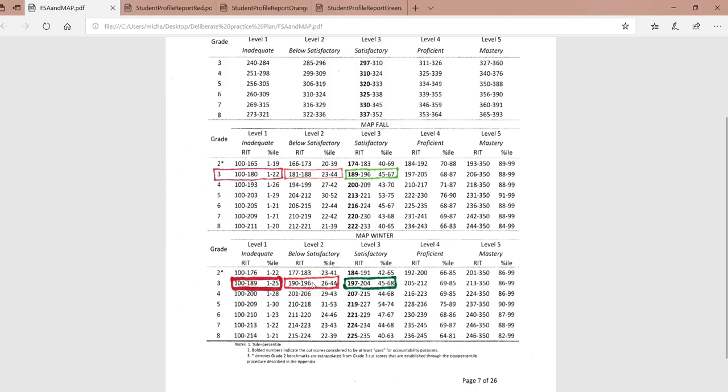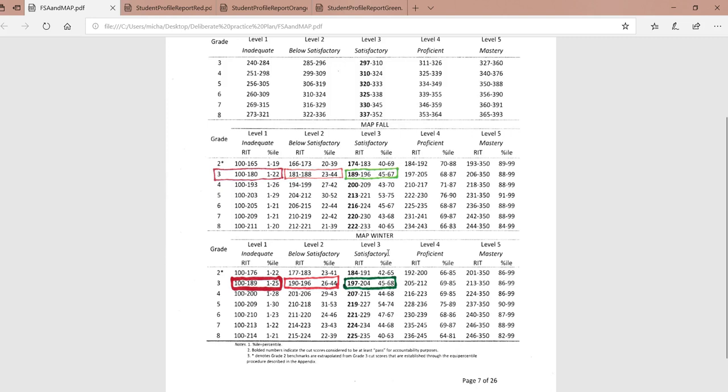If a child's RIT score is between 190 and 196, or between the 26th and 44th percentile, they are considered to be below satisfactory, just below grade level, or projected to achieve a level 2 on the FSA if taken in the spring. Consequently, if they fall between a 197 and a 204, or between the 45th and 68th percentile, they will be at the satisfactory range or earn a level 3 on the FSA, which is taken in the spring.